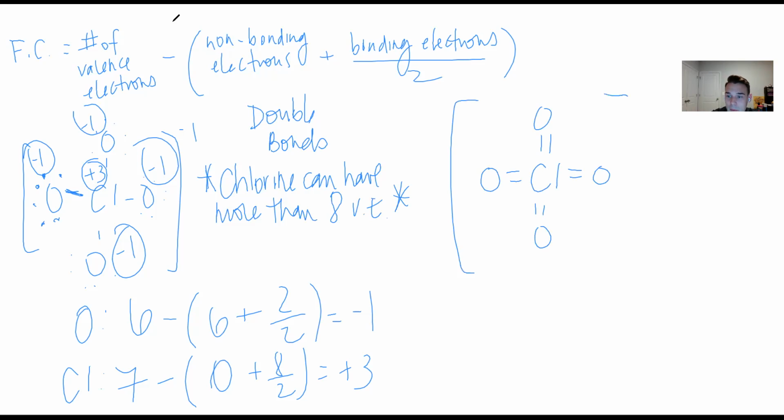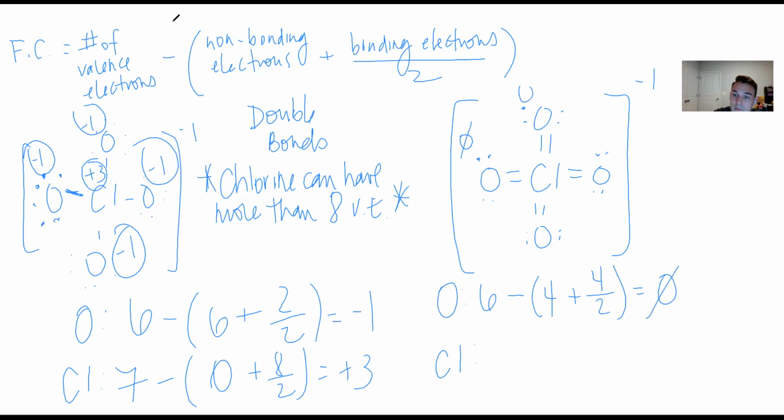So again, I'm going to have to put it in brackets with our charge. And now every oxygen will only have 2 lone pairs. You see, each oxygen still has 8. The chlorine can have more than 8, and I still use all 32 electrons. So now let's try our oxygen and our chlorine formal charge. Oxygen: 6 minus, now they have 4 lonely electrons, plus 4 bonding electrons divided by 2. That gives me 0. That's a good sign.